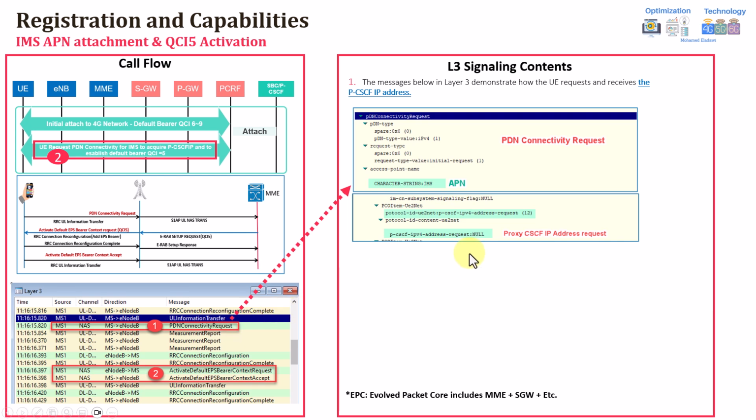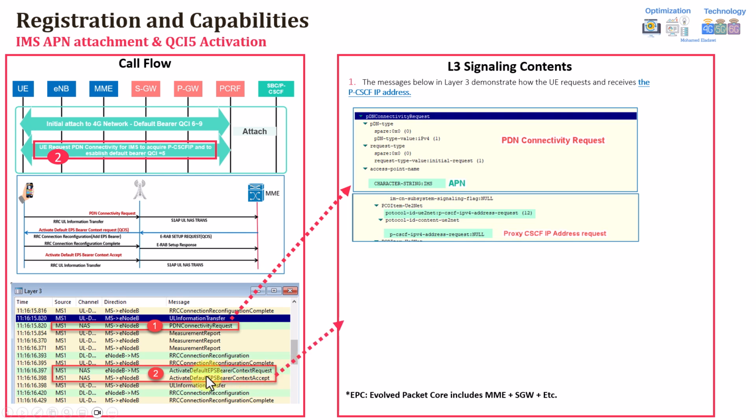Then within this message, you will also find that the user himself is sending a proxy CSCF IP version 4 address request. He's requesting, I would like to get the address of the PCSCF, which, if you remember, was the first point of contact for the IMS. And the user would like to get that to start this third step, which is the registration to the IMS. So here it will be sending the request.